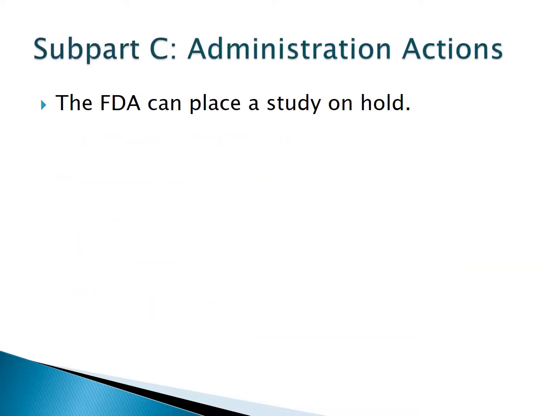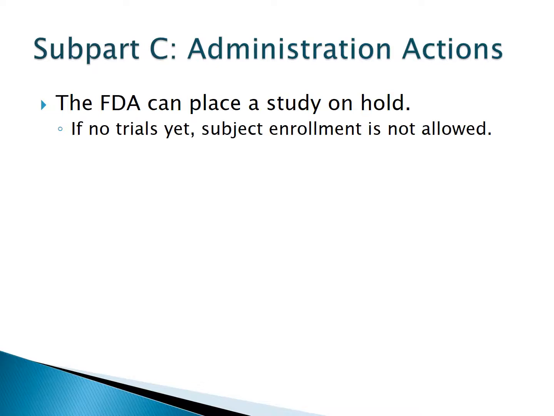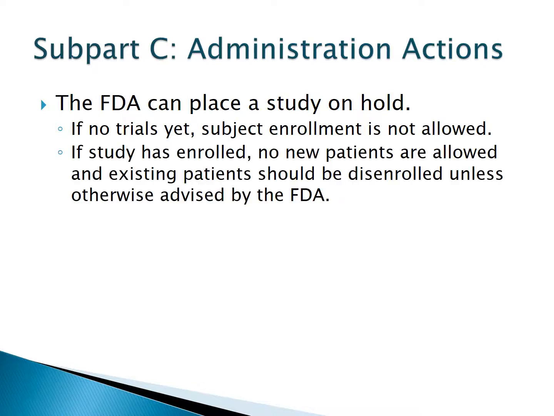Administration actions. Administratively, it's talking about what the FDA can do. The FDA can place a study on hold. If no trials have been started yet, they basically say, we're putting it on hold and you may not enroll any participants. If the studies have already started and are ongoing, this means that you can't enroll any new patients on the study, and anybody who is an existing patient should probably be disenrolled unless the FDA instructs otherwise. So two options here: either the trials aren't allowed to start or everyone has to get off the train.